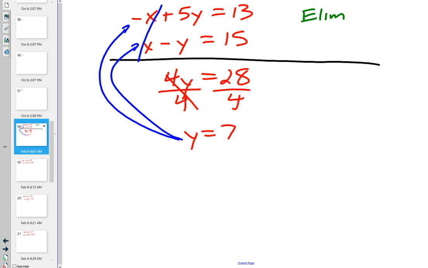Angel, which one would you prefer to plug it into? It doesn't matter, but which one would you prefer? That's fine. I would actually stay away from that. Not for me, I'll get the right answer either way. But if I know y, what am I still looking for? And this negative in front of the x, I think, would cause havoc for some people. So I would actually try to use the bottom one and say x minus 7 is 15.